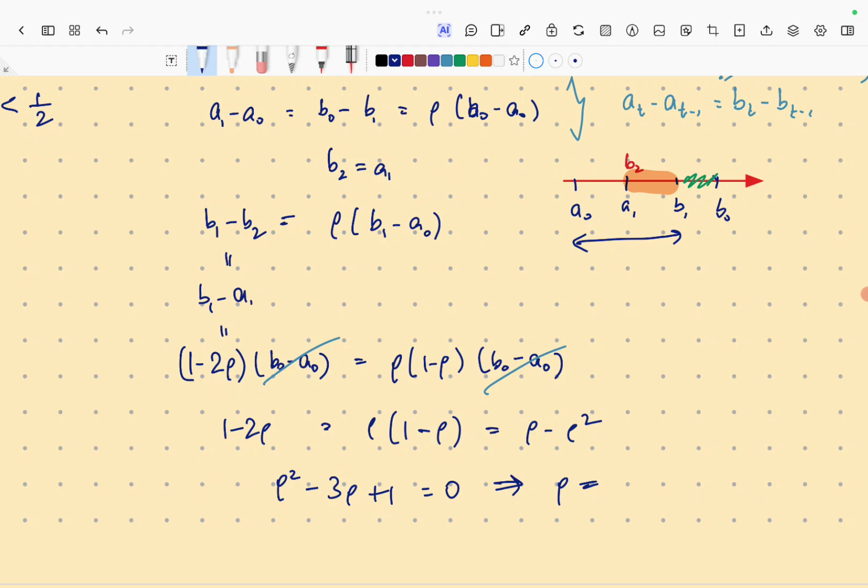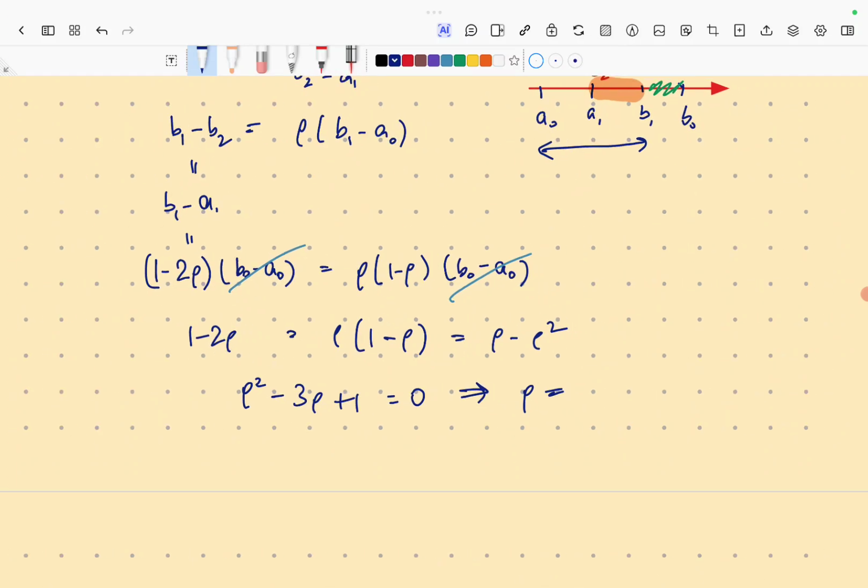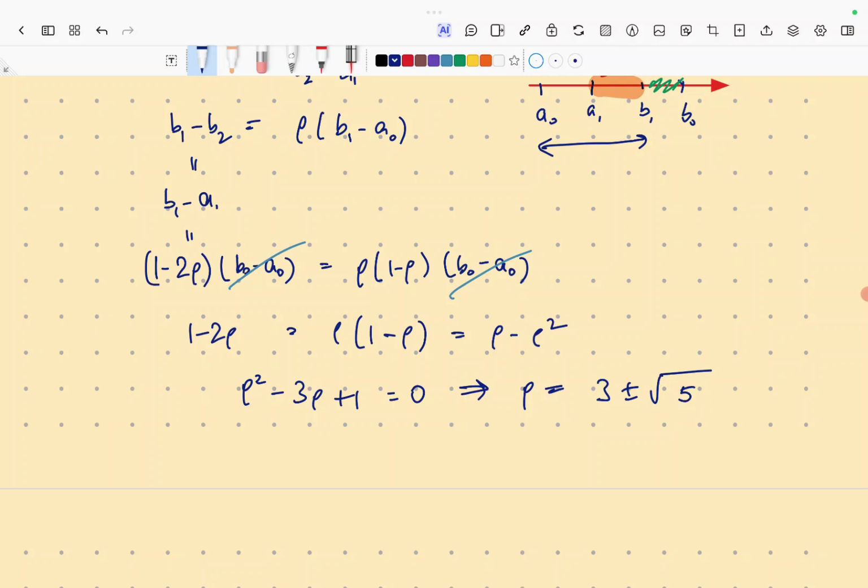What is rho equal to? It's just 3 plus or minus square root of 9 minus 4, that is root 5, divided by 2. So this is the golden ratio. Yes, so 3 minus square root 5 by 2.